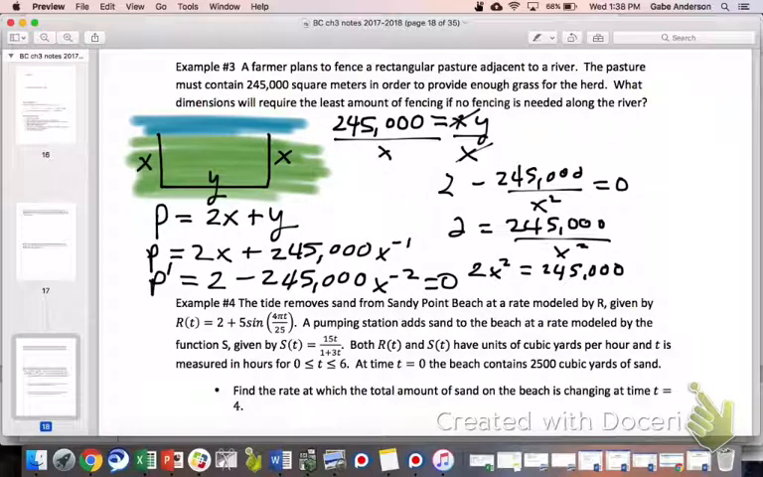And now we have something we can work with. We divide both sides by 2 and square root, and we get x is equal to what? 350. Yep, I thought it came out nice. So x is equal to 350.